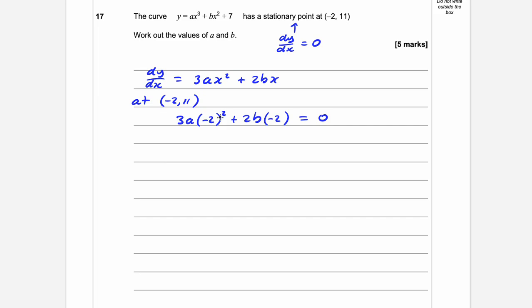Okay, -2 squared is 4, 4 times 3 is 12, so that's 12a minus 4b equals 0. Okay, so that's one equation with two unknowns. Let's divide by 4, guys, just to make it a bit easier. 3a minus b equals 0, and why not just say b equals 3a. Okay, so that's my one equation.